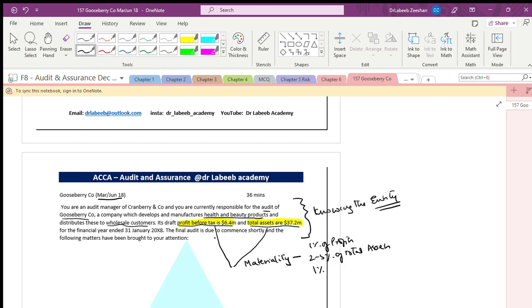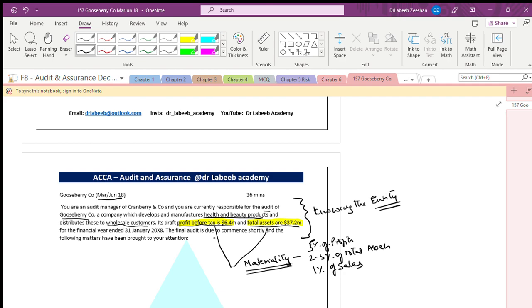1% of sales, 5% of profits. Automatically, the moment we are taking into consideration the materiality factor, if this information is given, by default think about that. There is no other reason why they will give this information.